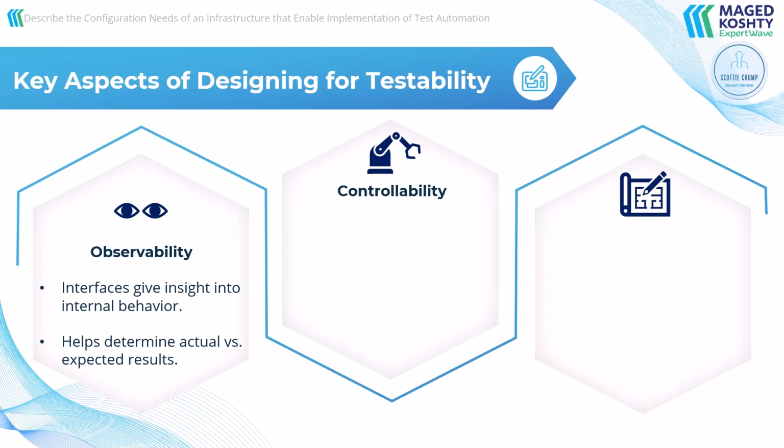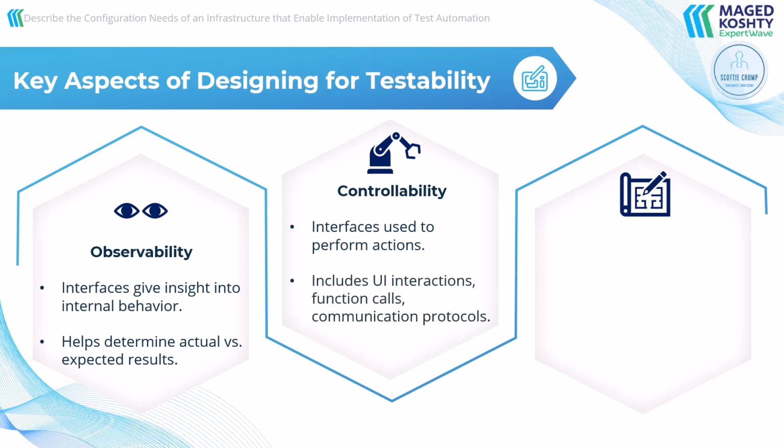Controllability. The SUT needs to provide interfaces that can be used to perform actions. These might include UI elements that can be clicked or interacted with, function calls that can be made directly, communication elements like TCP/IP or USB protocols, electronic signals for physical or logical switches. Without controllability, you can observe the system but can't actually test it properly.